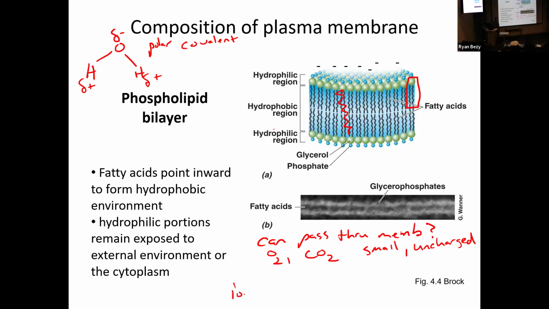Charged things like ions, and again, sodium is an ion. Ions and other charged substances can't pass through membranes. Questions about that?